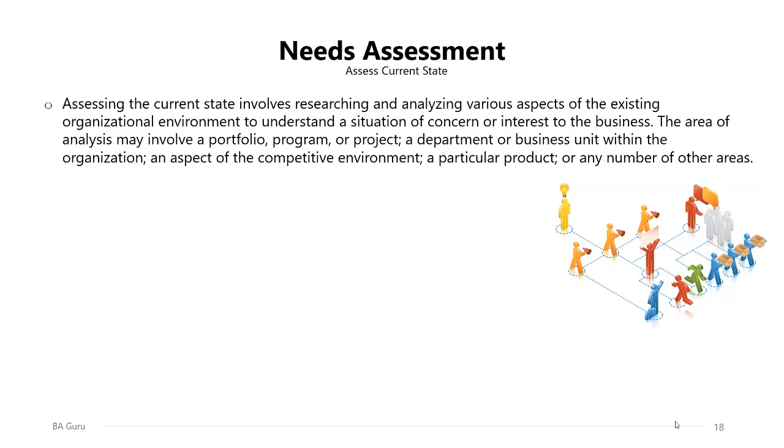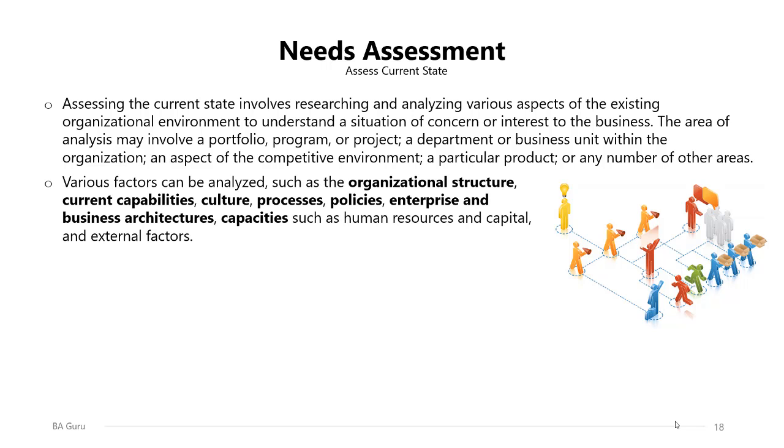Now, assessing the current state involves researching and analyzing various aspects of the existing organizational environment to understand a situation of concern or interest to the business. The area of analysis may involve a portfolio, program, or project, a department or business unit within the organization, an aspect of the competitive environment, a particular product, or any number of other areas. All these are examples of the areas of analysis which may be the result of the current state assessment.